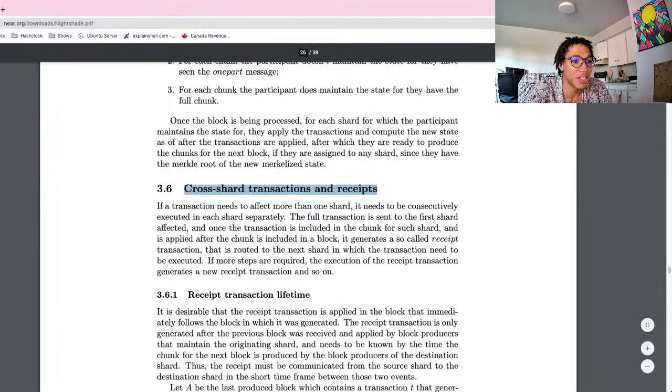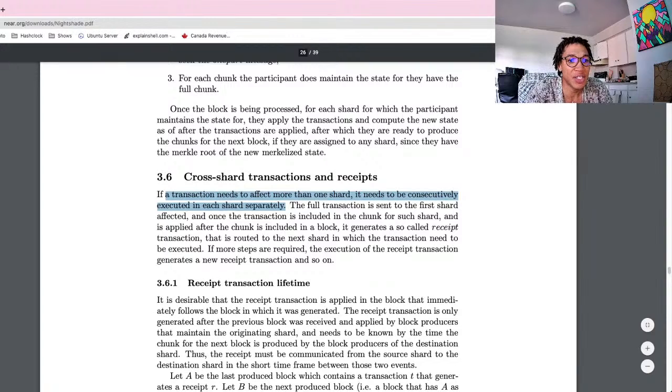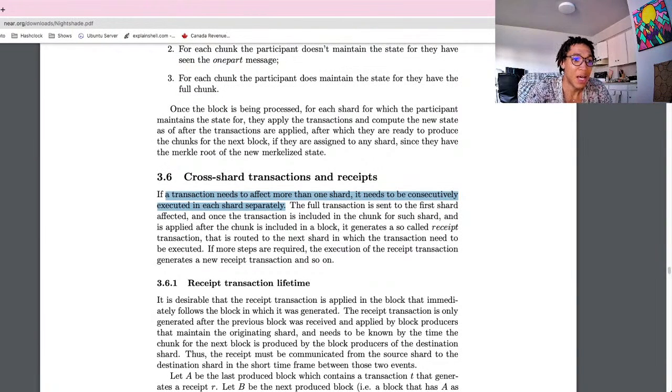Cross shard transactions and receipts. If a transaction needs to affect more than one shard, it needs to be consecutively executed in each shard separately. The full transaction is sent to the first shard affected, and once the transaction is included in the chunk for such shard and is applied after the chunk is included in a block, it generates a so-called receipt transaction that is routed to the next shard in which the transaction needs to be executed. If more steps are required, the execution of the receipt transaction generates a new receipt transaction, and so on.